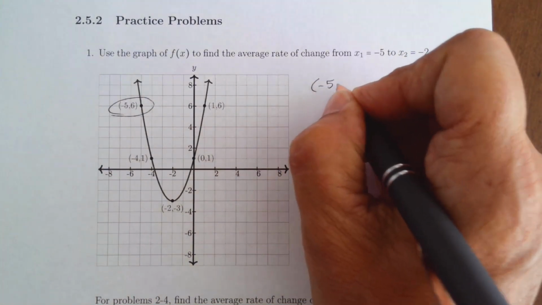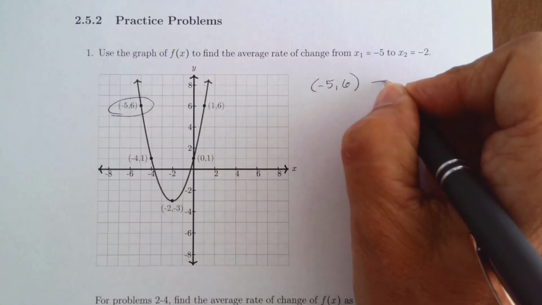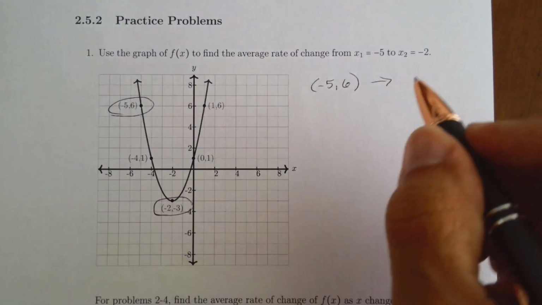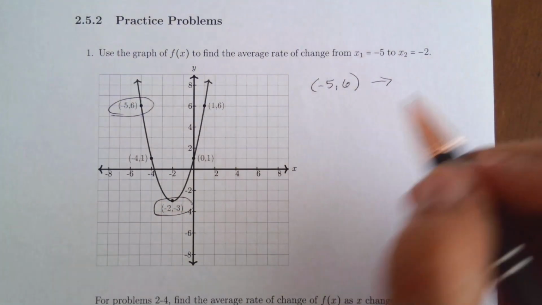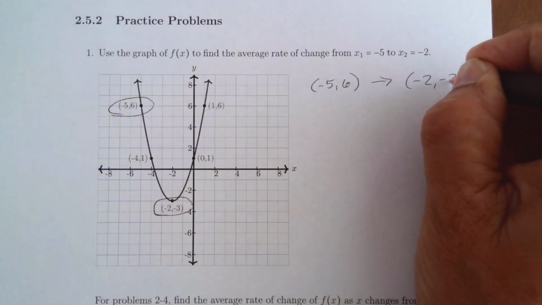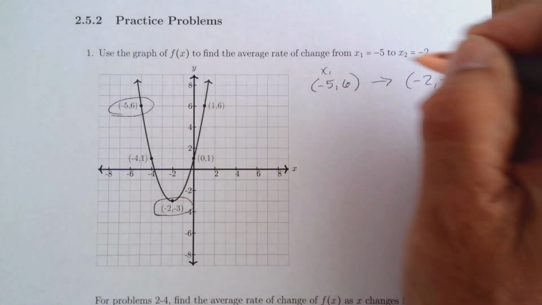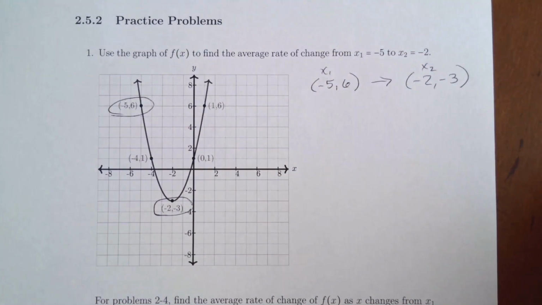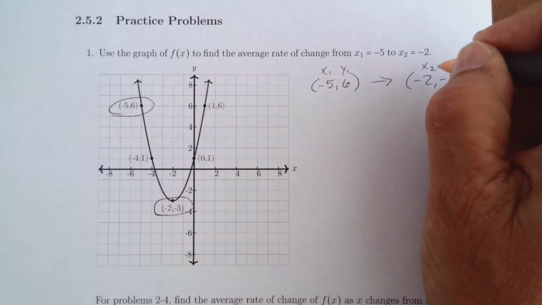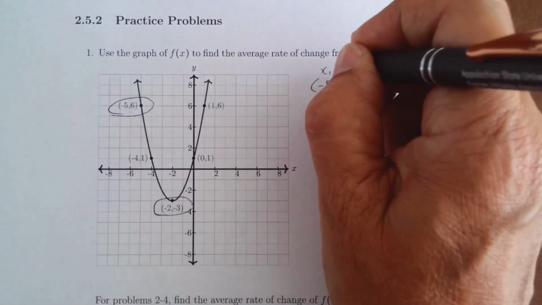Negative 5, 6. And we want to go to where x2 is negative 2, which is this point. Okay, negative 2, negative 3. So here's x1, here was x2, which means these are the y values that go with it. So this would be y1 and y2, right?